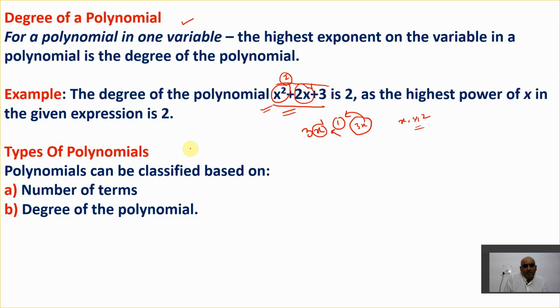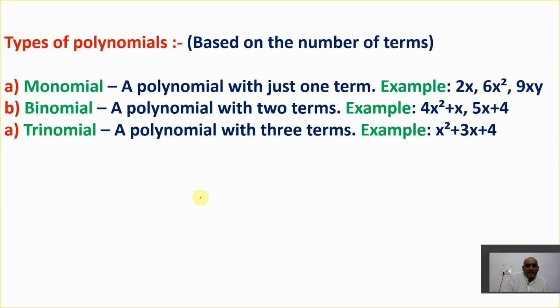Now, types of polynomials. Polynomials can be classified on the basis of the number of terms and on the basis of the degree of the polynomial. First of all, we classify polynomials on the basis of terms: monomial, binomial, trinomial. If a polynomial contains only one term, it is called a monomial.